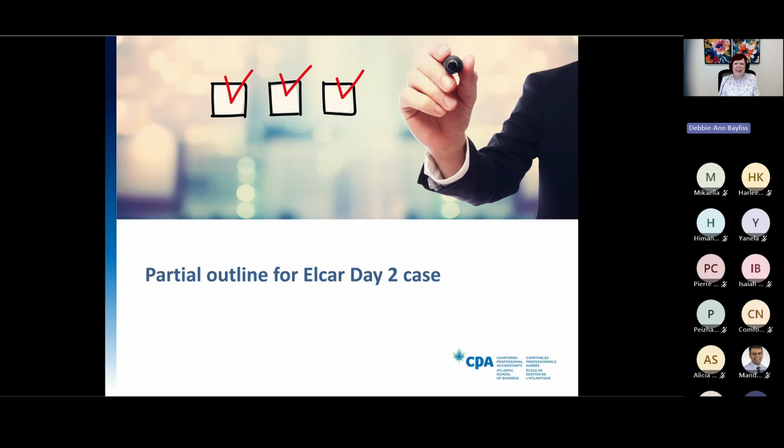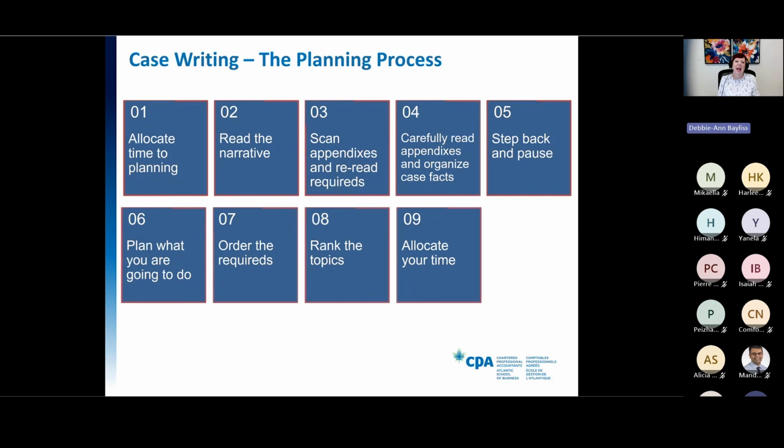So for the next 20 minutes or so, let's create a partial outline for the Elgar Day 2 case. For those of you who are enrolled in Capstone 2, this is the case that you will be doing in the upcoming module workshop, or if you're watching the recording, in the workshop that's already been done. I hope that the candidates who have been part of the professional education program are very familiar with the 9-step planning process that CPA Canada recommends. When I create this outline, I'm going to go through each of these steps.